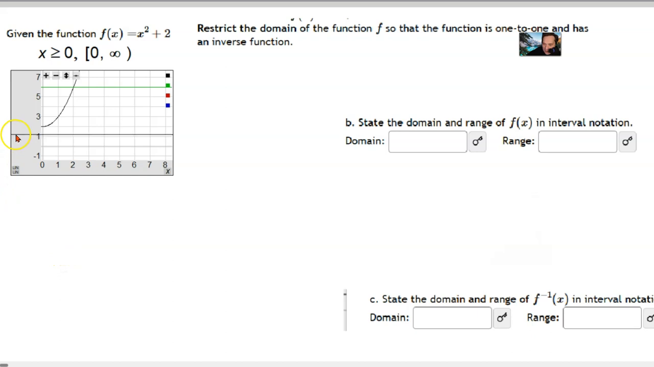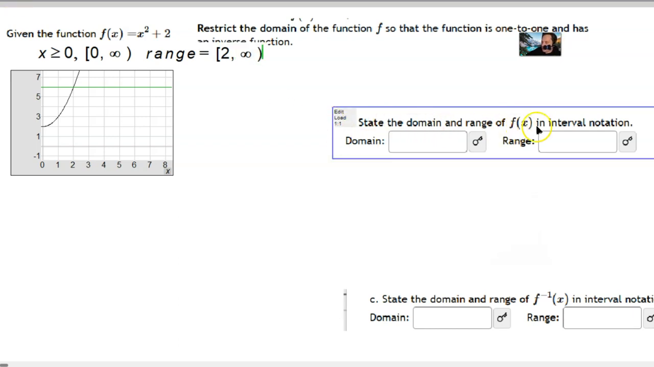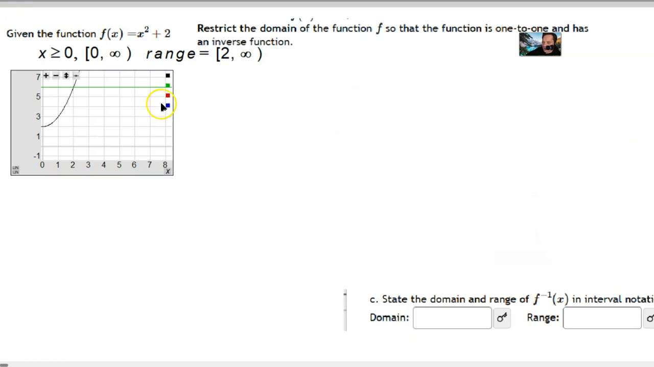Now for the range part, you see how it begins at 2 right there. That's the lowest y coordinate, positive 2. And it goes up towards positive infinity, right? Y coordinates above 2 are always reached. So the range here is 2, comma, positive infinity, as shown. So the domain and range of f is what I've written there. So that part is done.